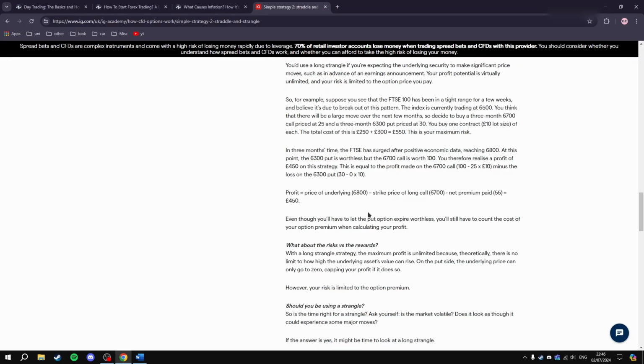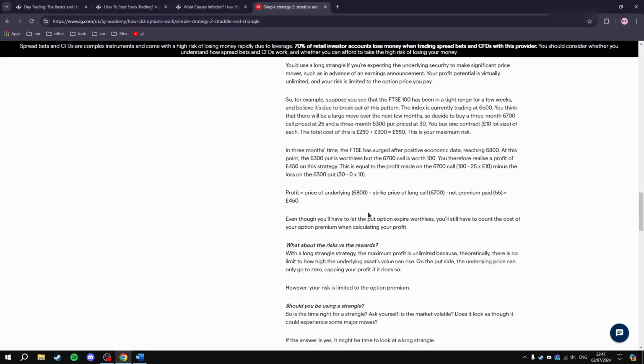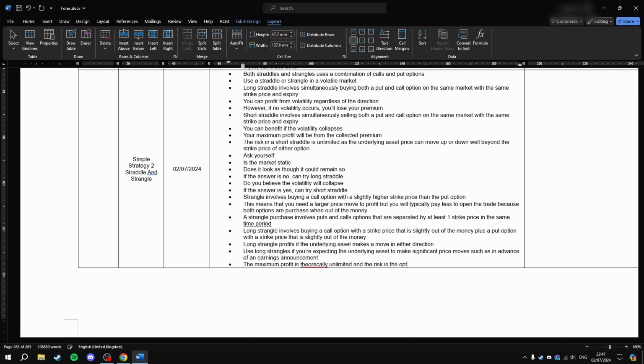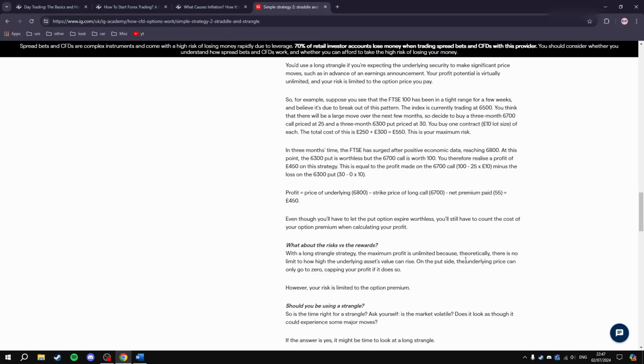Your profit potential is virtually unlimited and your risk is limited to the option price you pay. The maximum profit is theoretically unlimited and the risk is the option price you pay. Premium, basically.